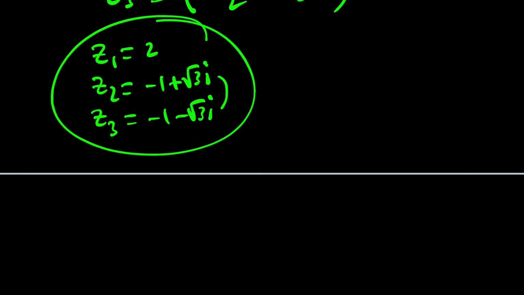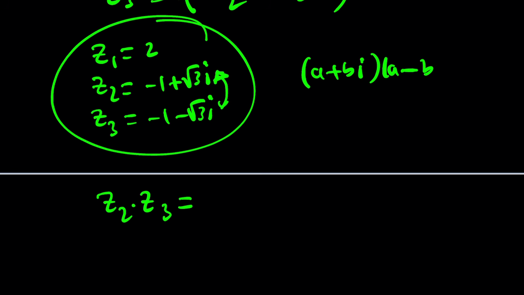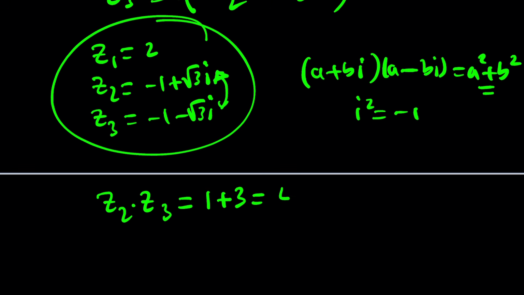But to multiply these two things, you can actually take advantage of one fact, that difference of two squares will help you. Kind of like a plus bi and a minus bi. But be careful, because when you multiply these two things, you get a squared plus b squared. You're supposed to get difference of two squares, but i squared is equal to negative 1. Instead, you get sum of two squares. In other words, this is going to become 1 plus 3, which is 4. Great. And then if you include the z1 here, z1 times z2 times z3 is just going to be 2 times 4, which is equal to 8.